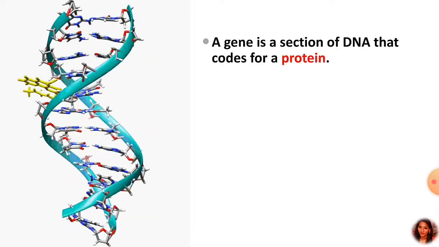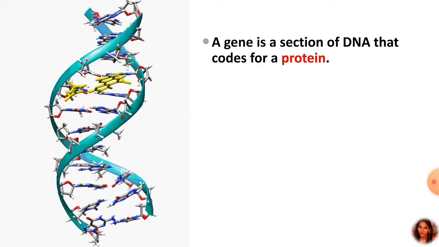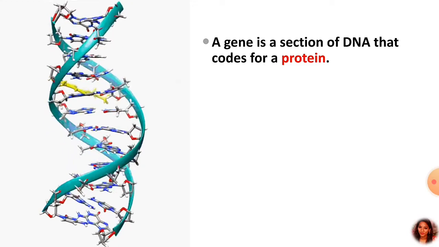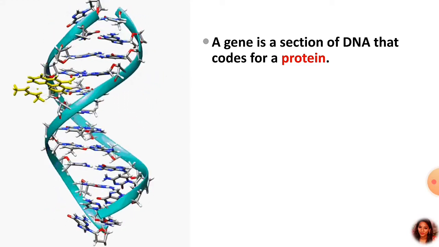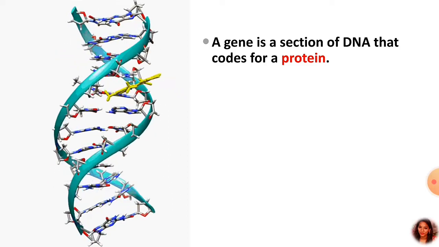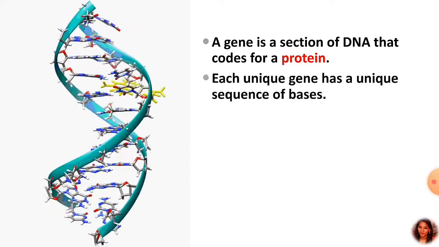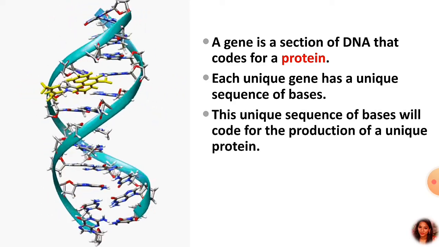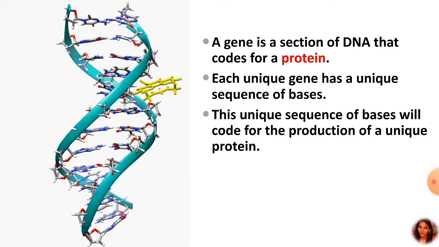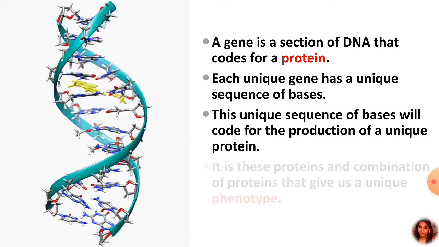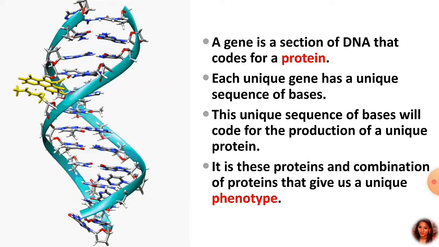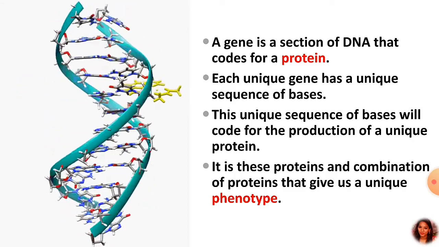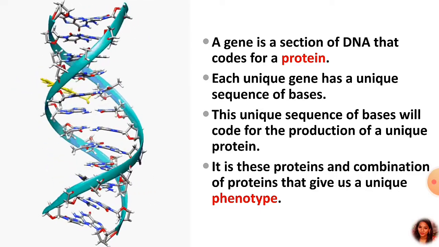The major points are: a gene is a section of DNA that codes for a protein. It is a small portion or a section of the whole DNA. But the whole DNA in the nucleus is known as the genome. Each unique gene has a unique sequence of bases. This unique sequence of bases will code for the production of a unique protein. It is this protein, and the combination of these proteins, that gives us a unique phenotype. This phenotype is our physical characteristic that we can directly observe.